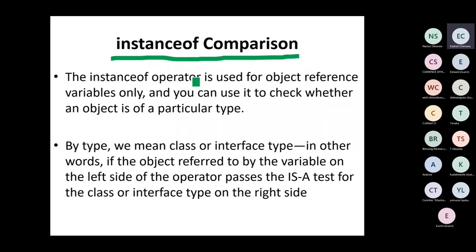Okay, so the instanceof operator is used for object reference variables only, and you can use it to check whether an object is of a particular type. If you want to check if it is a string, or if it belongs to a certain class, maybe class Student, or a class for Customers. By type, we mean class or interface type. So the object referred to by the variable on the left side of the operator is tested against the class or interface type on the right side. Those are the test results.